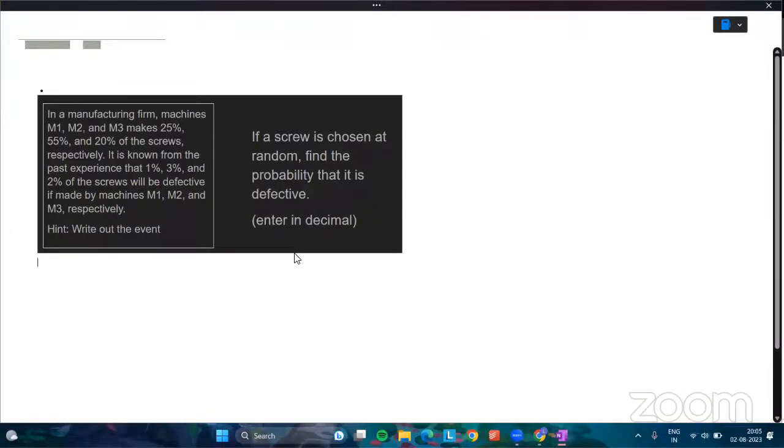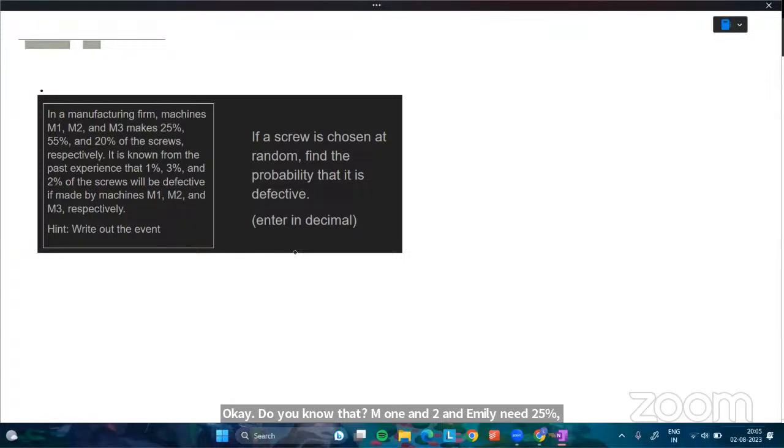So we know that M1, M2, and M3 make 25%, 55%, and 20% of the scores respectively. And we know that M1 has 1% defective, M2 has 3%, and M3 has 2% defective. So if a score is chosen at random, we have to find the probability that it is defective. What did you all get as the answer?